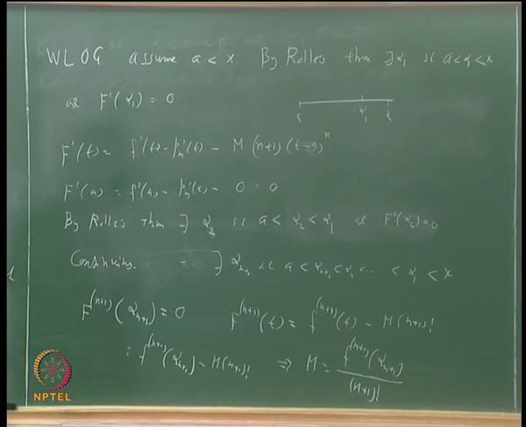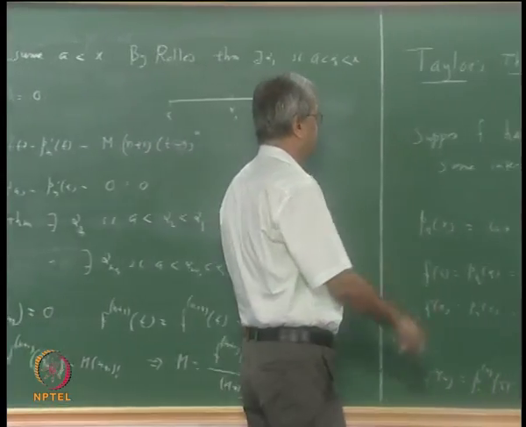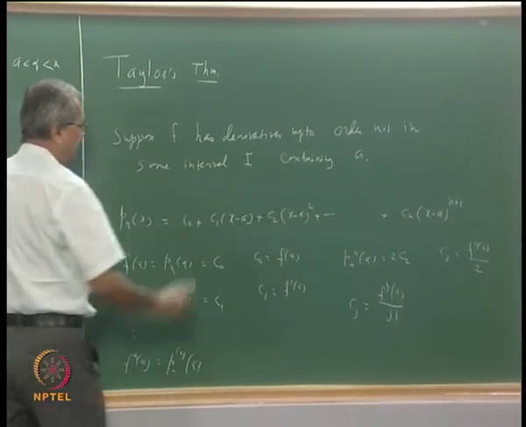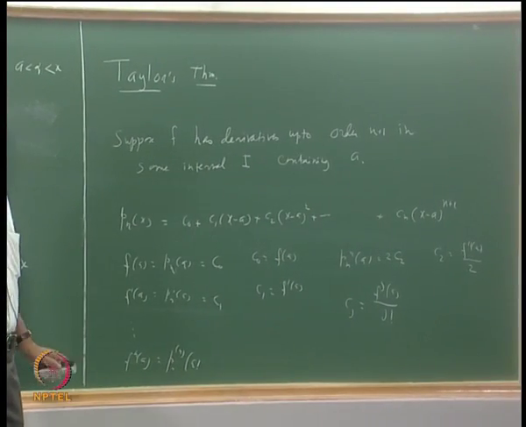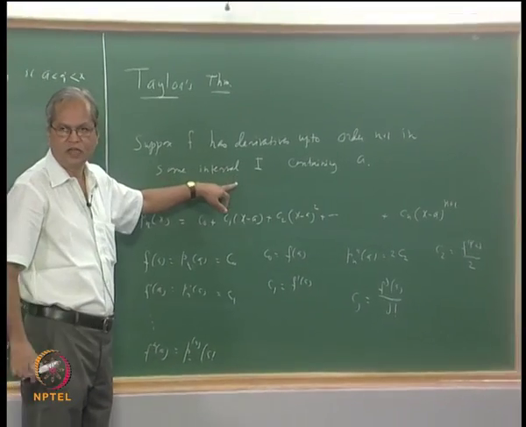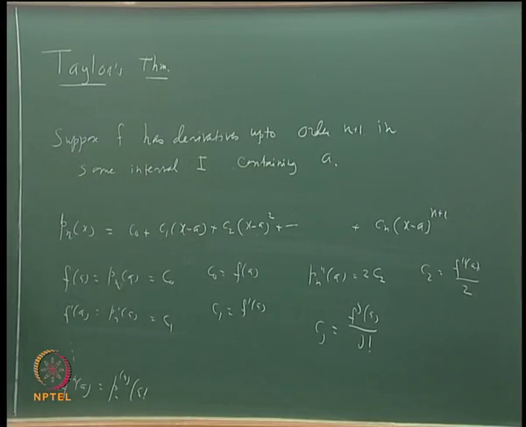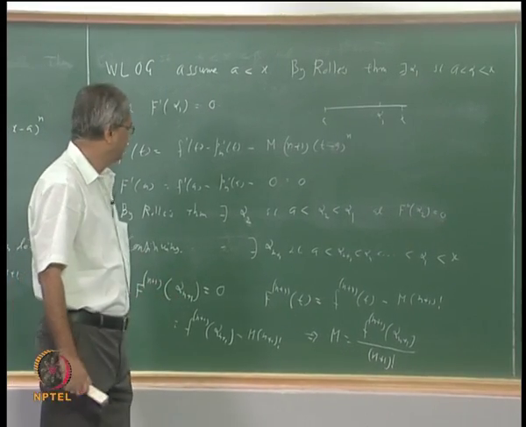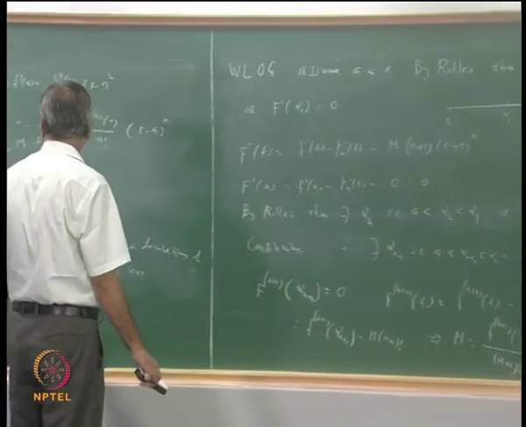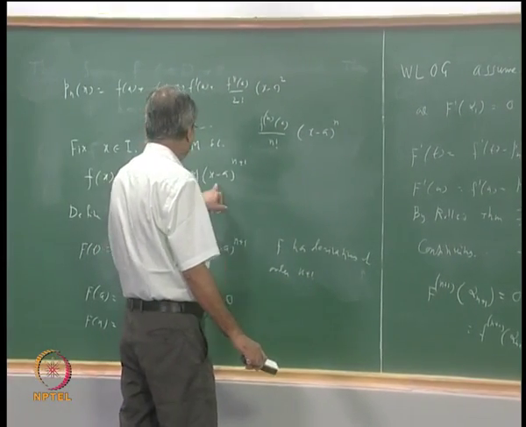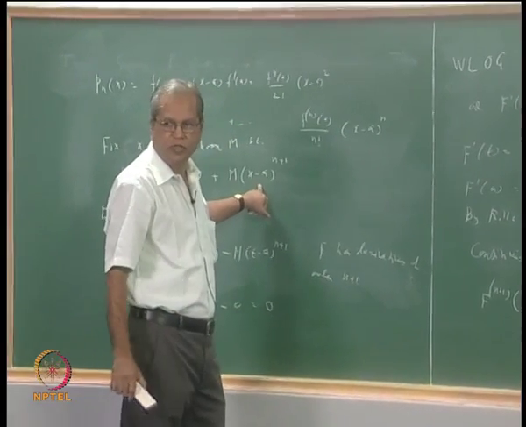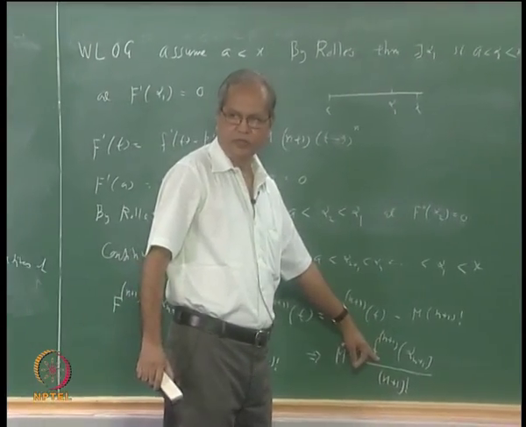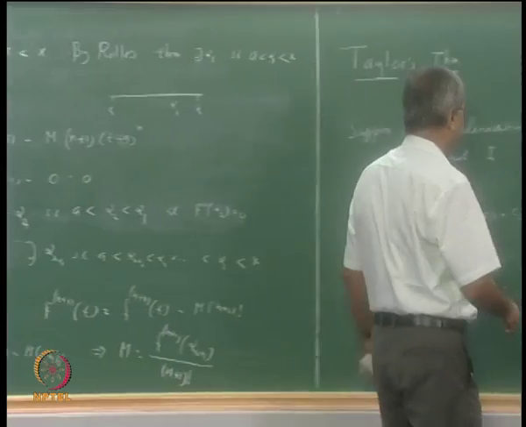So let us come back. What does Taylor's theorem say? Suppose f has derivatives up to order n plus 1 in some interval I containing a. Then what did we prove? That given any x in that interval I, we can find a point, in this case alpha n plus 1, which lies between a and x, such that f of x is given by this polynomial plus m into x minus a to the power n plus 1, where this m is given by f n plus 1 at alpha n plus 1 divided by n plus 1 factorial. So let us now write the statement precisely.